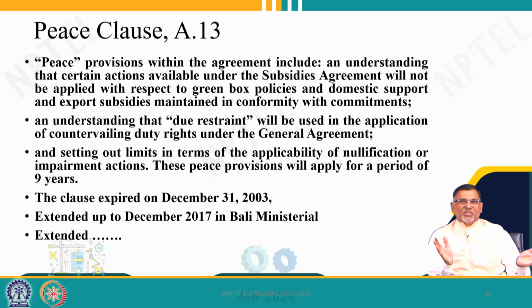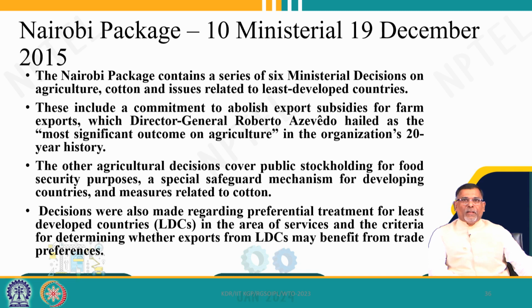Otherwise, there would have been hundreds of cases filed against member countries on all kinds of subsidies, whether blue box or any other kind. Only a limited number of cases are filed against members, mainly because of this peace clause. Otherwise, the WTO would have been flooded with agriculture cases. Agriculture is a discussion topic in all the ministerial conferences, including the Nairobi package, which was discussed in 2015. Agriculture will come up for discussion in every ministerial conference.